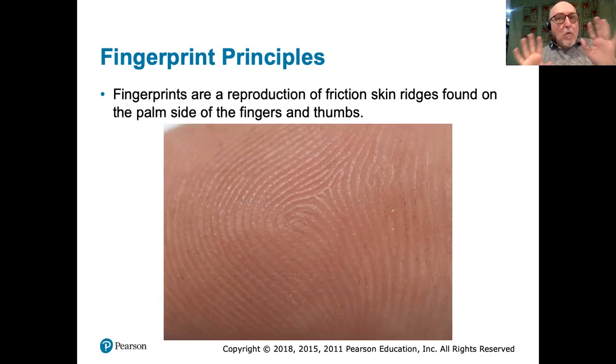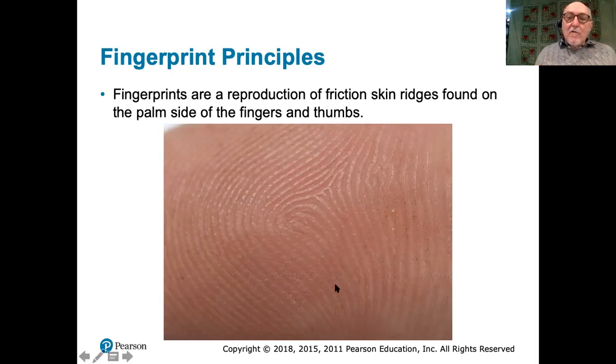When a fingerprint expert is looking at a fingerprint, they are looking for those kinds of features, these small distinguishing features, because these features are developed by the fetus in the uterus, and they stay with you for the whole of your life.